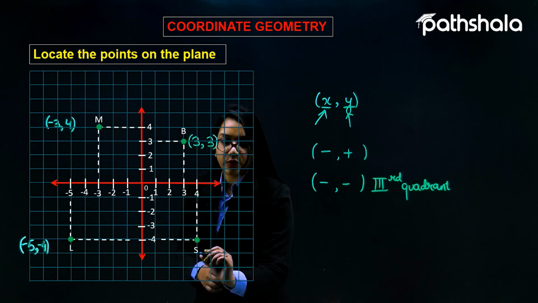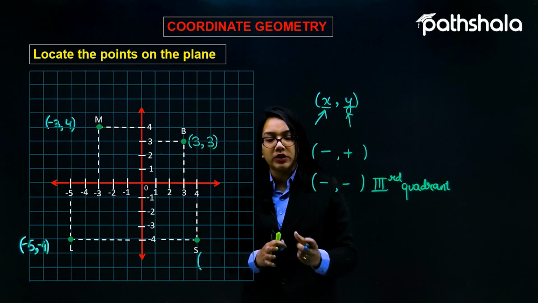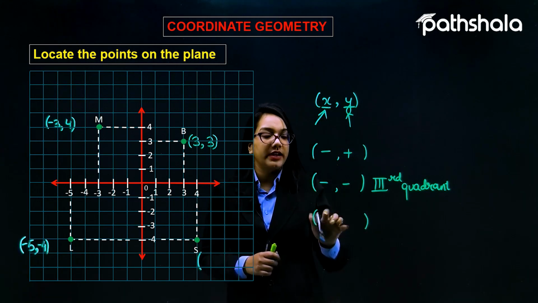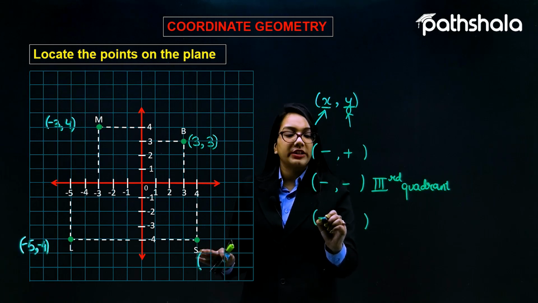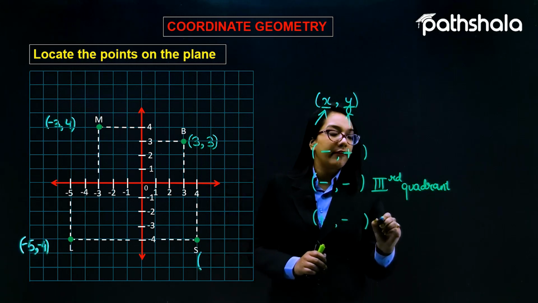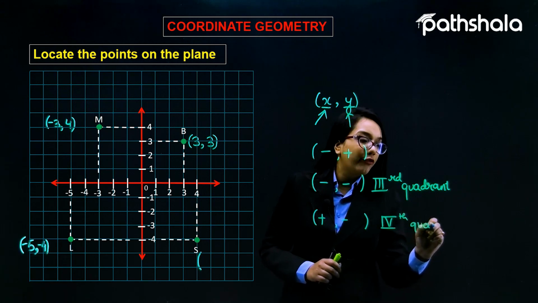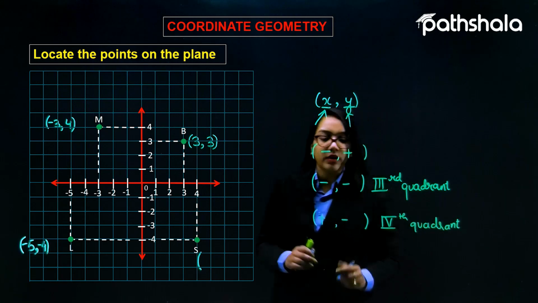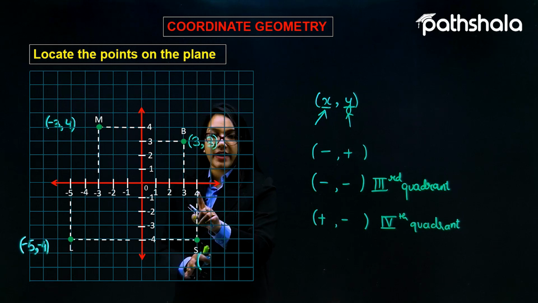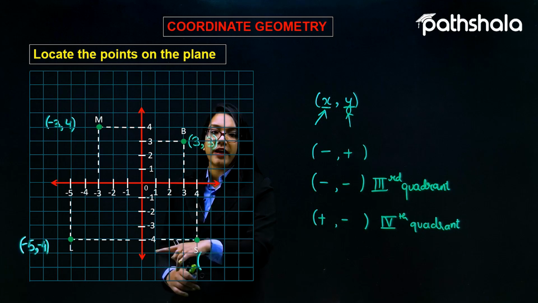So again, we do know the signs of the fourth quadrant coordinates will be positive and negative. Whenever any particular point is lying in the fourth quadrant, its abscissa is always positive and its ordinate is always negative. As we can see over here, this one is the positive x-axis, and this one is the negative y-axis. So x will be positive, y will be negative.